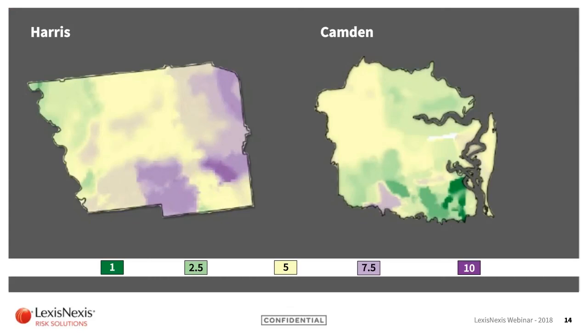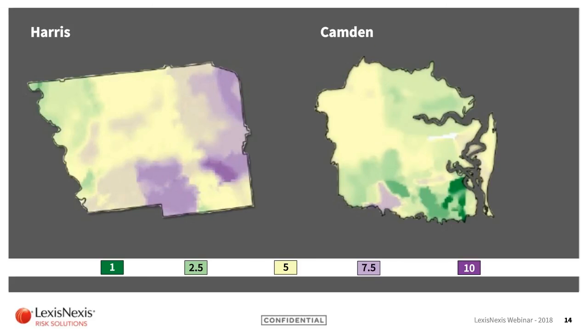So this is two counties in Georgia. The counties that we chose, because they're actually both very similar. Both are very rural counties. Both historically have below average losses, at least when we looked at the historic time period. But they do receive significantly different scores. In particular, Harris County receives a lot of very high scores, whereas Camden County doesn't. So the real question is why, right?